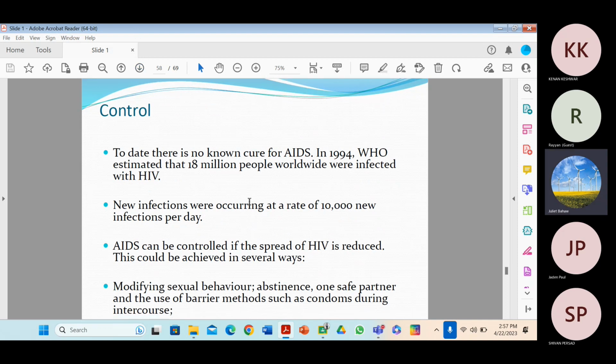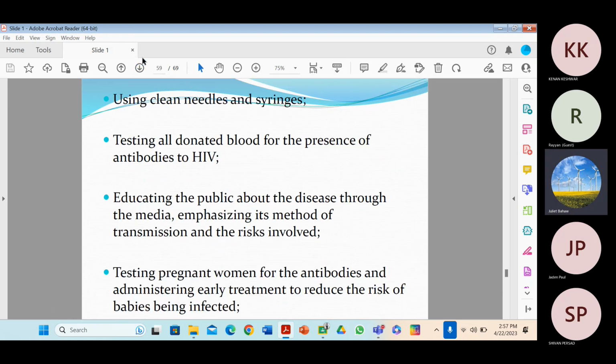Now, AIDS can be controlled if the spread of HIV is reduced. So it's simply modifying sexual behavior. You have one partner, or abstinence, so no sex. Or the partner that you choose in life, you have to make sure they do an STD test every year. Or you could use a condom. Condom is the only barrier method that can prevent an STD. Well, not 100% safe, but all right.